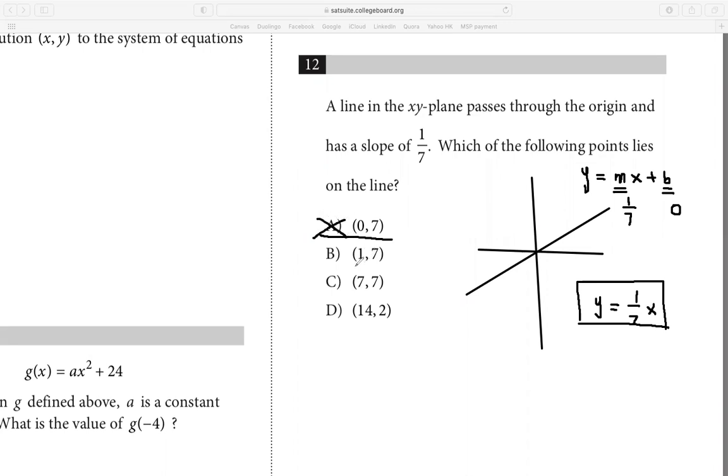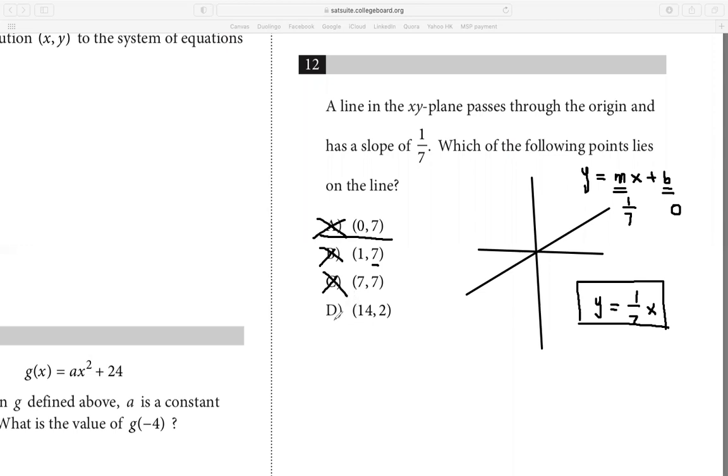What about option B? If I plug in x equals 1, the y value should be 1/7, but this is not 1/7, so I can cross out B. What about C? If I plug in 7 for the x value, I expect to get a y value equal to 1, but it's not 1, it's 7. So I'm going to cross out option C.